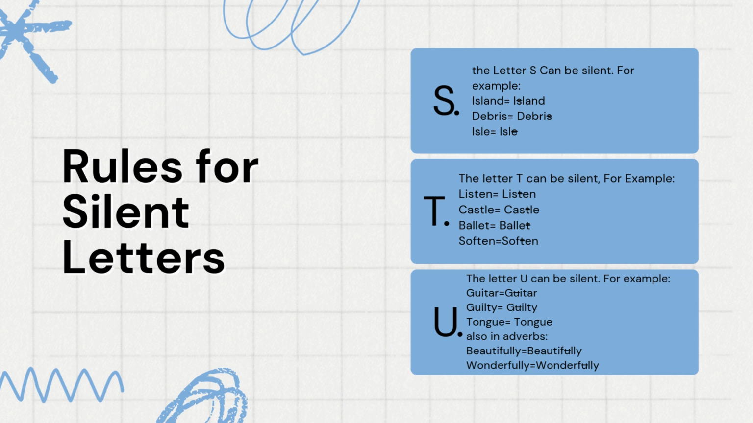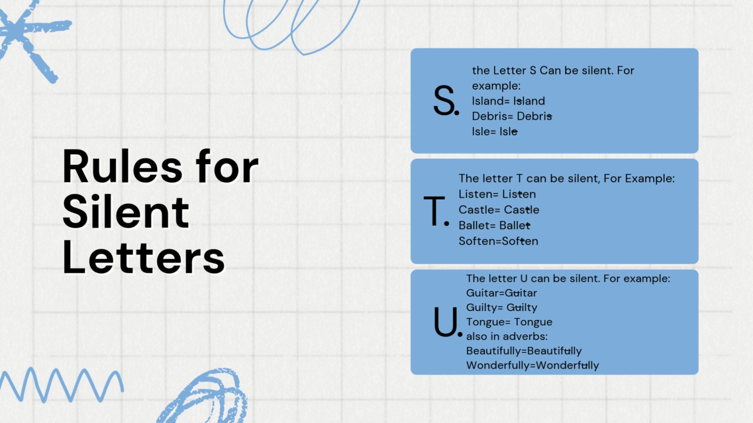Now, the letter S can be silent. For example, island, debris, aisle. And the letter T can be silent as well. For example, listen, castle, ballet, soften.